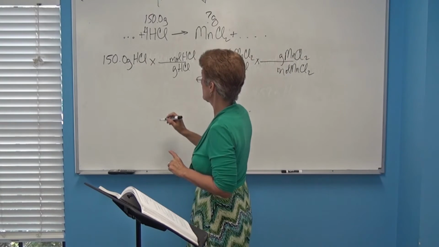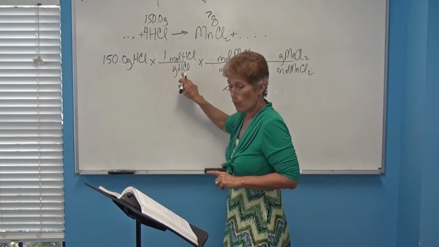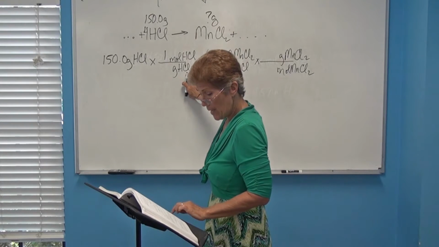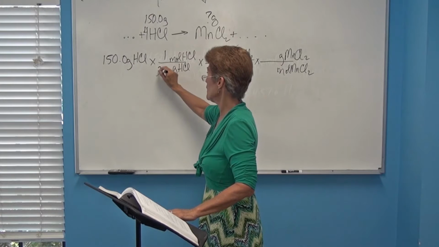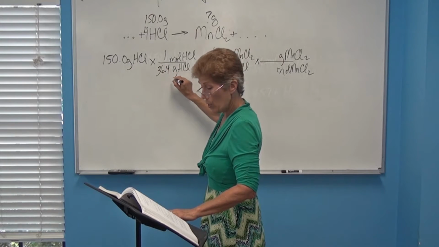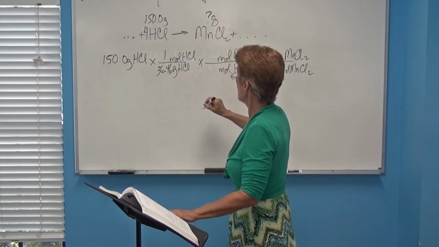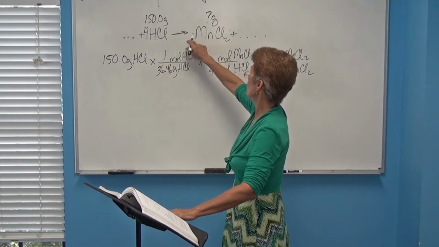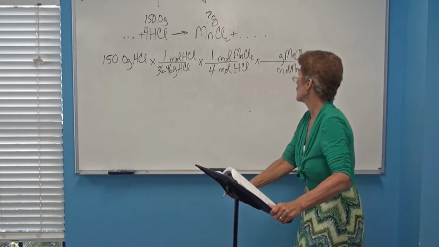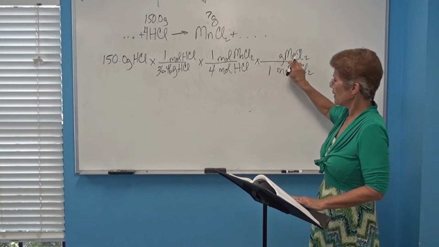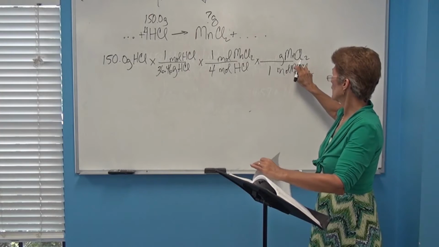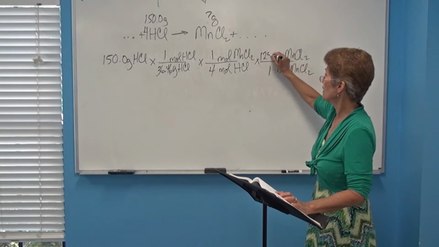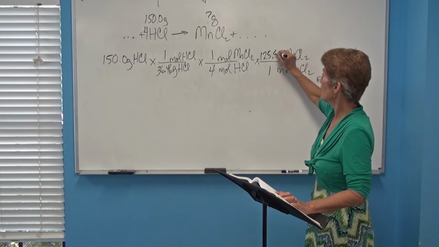Okay, now we can put our numbers in. So for every 1 mole of this, we're going to add this up. It's going to be chlorine plus 1.01, and that is going to be 36.46. We got 4 moles of this to every 1 mole of this. And then 1 mole of this, we're going to add this up. That by itself is almost 70, and then the manganese, so it's going to be 125.84.